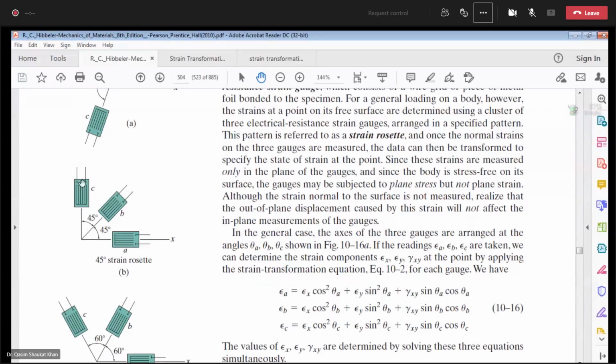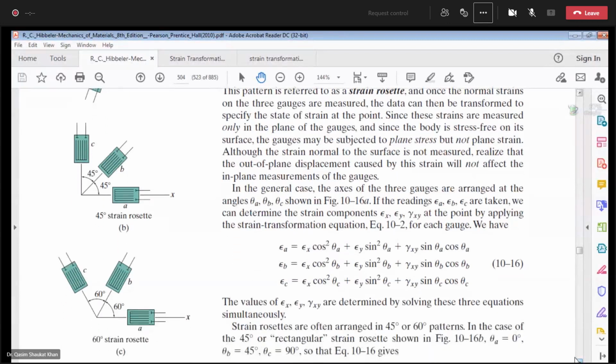Now you have three strain gauge data, you have three values of theta, solve these three equations simultaneously, and the answers that you will get, they are plane state of strain, okay. So these values of epsilon x, epsilon y, gamma xy are determined by solving these three equations simultaneously. I hope this point is clear, ठीक है। These strain gauges are identified with the value of theta, ठीक है, they are defined by thetas.